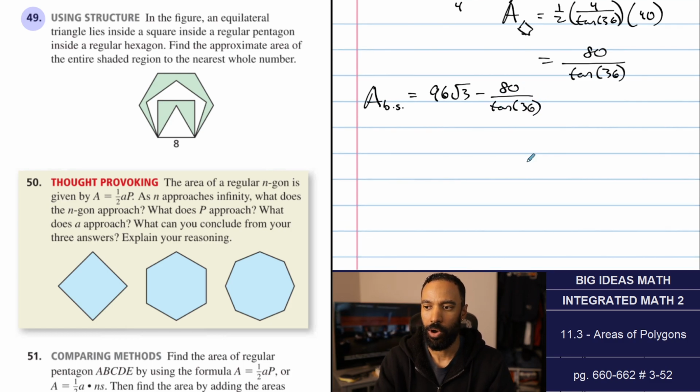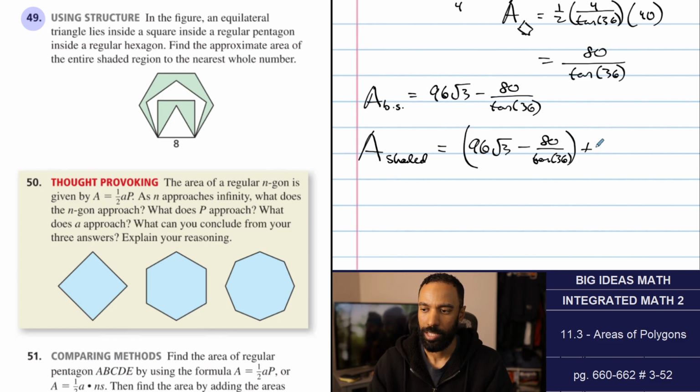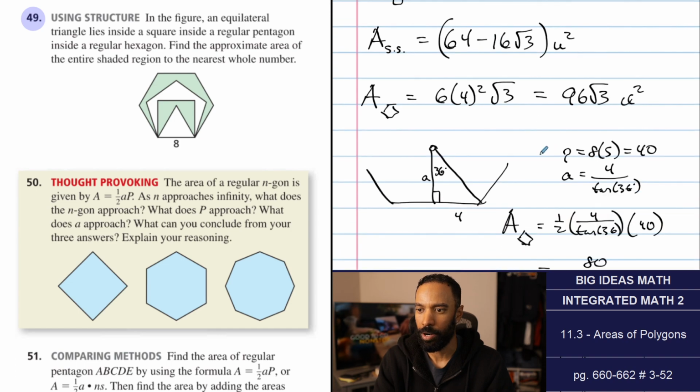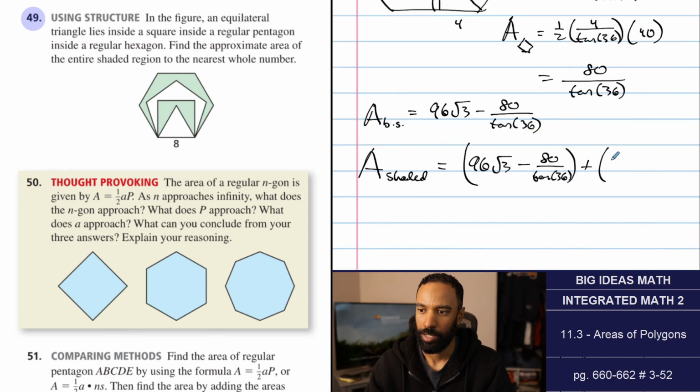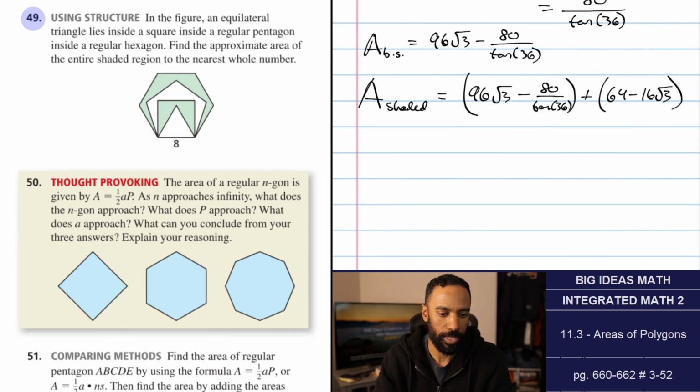So the area of the whole shaded region will take 96 root 3 minus 80 over tangent of 36, that portion, plus the other portion, 64 minus 16 root 3. I don't really need parentheses, but I just want to show it. I'm just going to do those in the calculator. So let's go to the calculator.